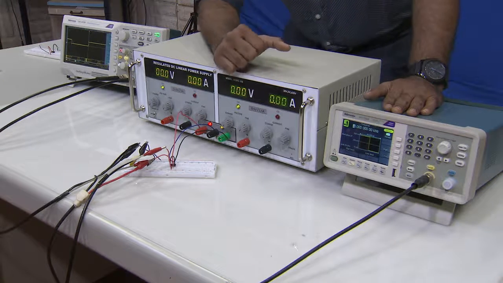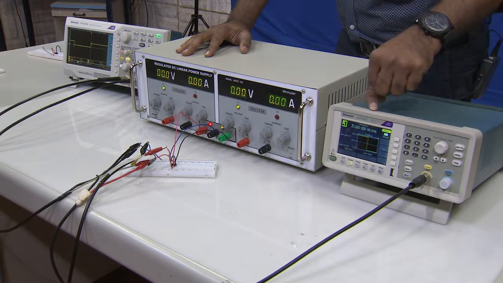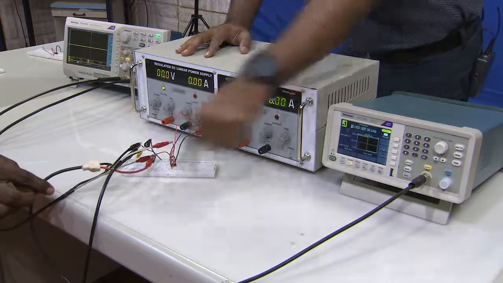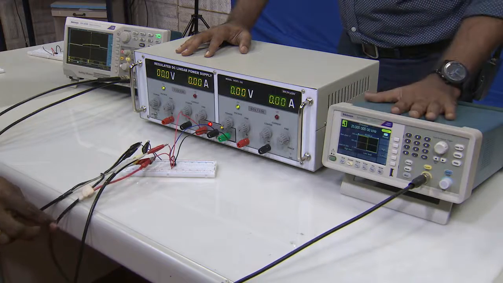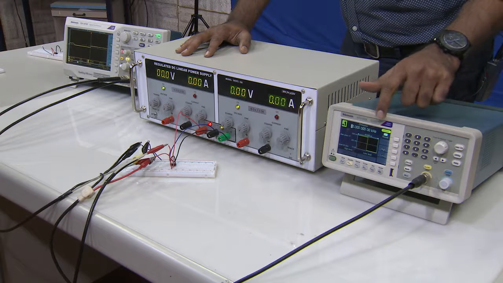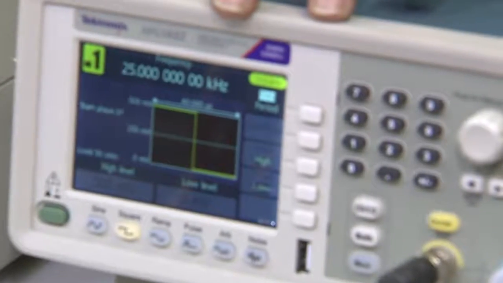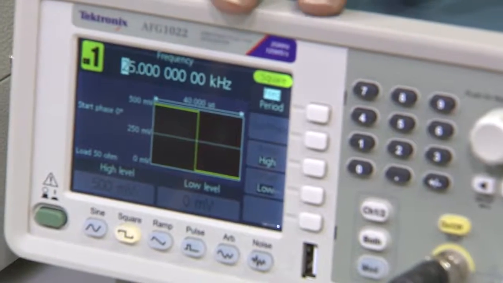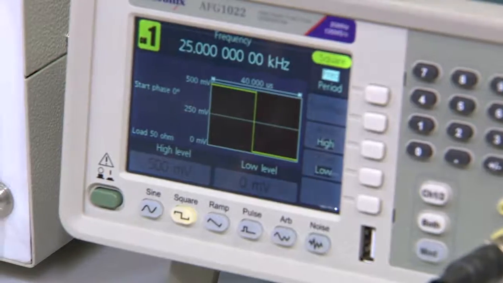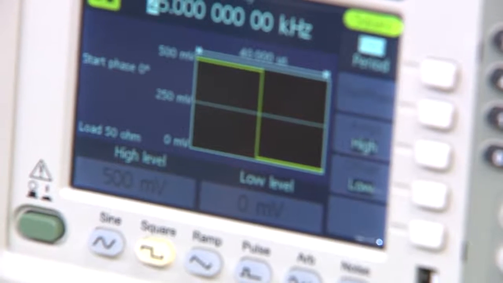Alright. What we have done here is connect the frequency generator to the operational amplifier. The signals are here, where he is holding the probe, and this probe is connected to the frequency generator. If you look closely at the frequency generator, you can see that we have applied 25 kilohertz. Now, this is a square wave that we have applied, at 25 kilohertz, and the high level is 500 millivolts.